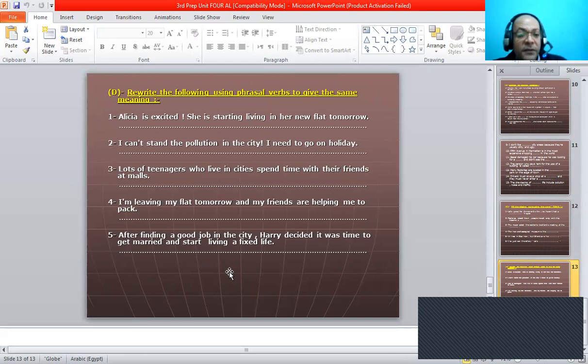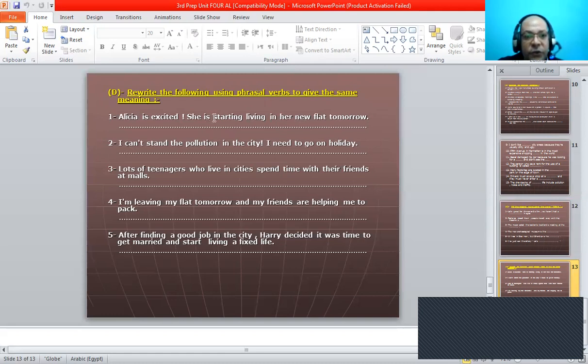The next exercise will be on phrasal verbs. Rewrite the following using phrasal verbs to give the same meaning. Number 1: Alicia is excited, she's starting living in her new flat tomorrow. If you've studied phrasal verbs and their meanings, it's easy. I'll remove start living in and put moving into. So she is excited, she is moving into her new flat.